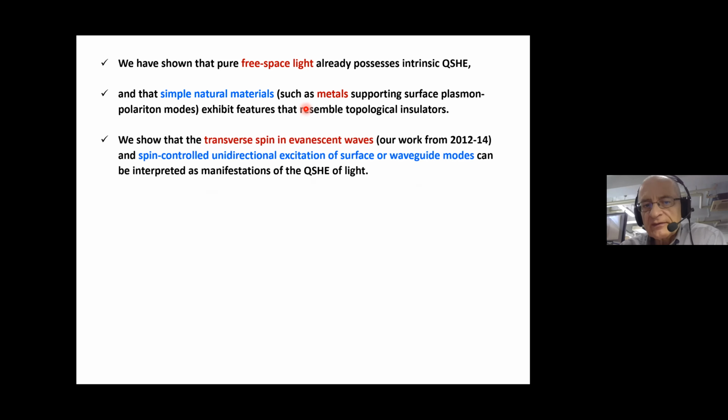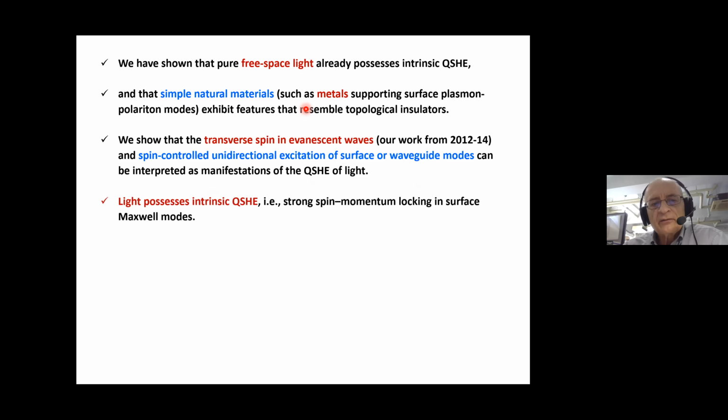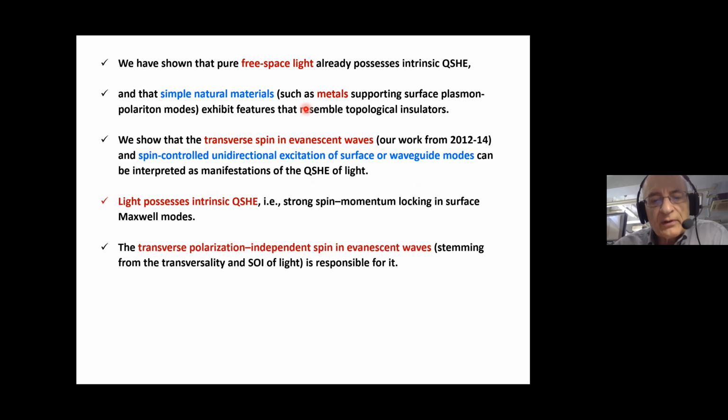So we show that the transverse spin in evanescent waves, I've been working on this for some time, initially was like a theoretical thing that people were doubting even existed. And then there were a whole bunch of experiments confirming the spin-controlled unidirectional excitation of surface or waveguide modes that can be interpreted as a manifestation of the quantum spin Hall effect of light, because there is spin-momentum locking, all of that. So therefore, light itself possesses an intrinsic quantum spin Hall effect, which means strong spin-momentum locking in surface Maxwell modes. The transverse polarization-independent spin in evanescent waves that originates from the transversality and the spin-orbit interaction of light is responsible for it.